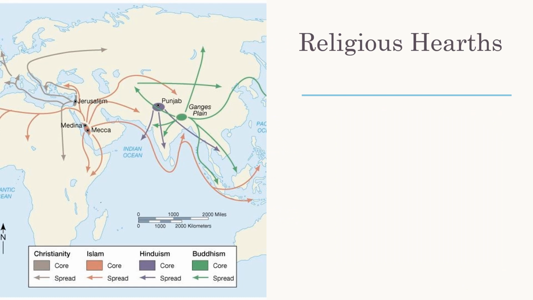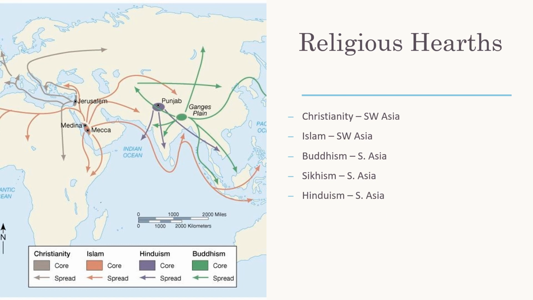Religious hearths. So we'll go over the universalizing and the ethnic religion. Christianity in Southwest Asia, Islam in Southwest Asia, Buddhism in South Asia, Sikhism in South Asia, Hinduism in South Asia, and Judaism in Southwest Asia. So a lot of the major and prominent religions of the world today started somewhere in the Asian continent.